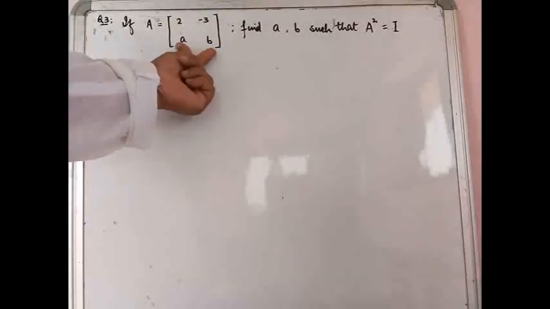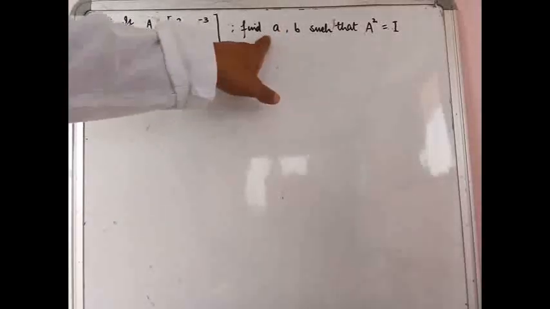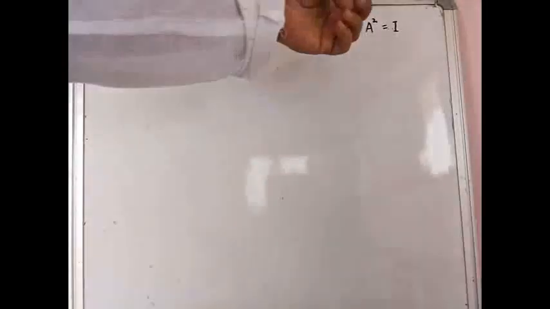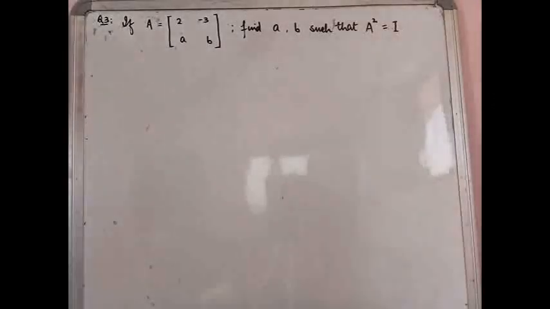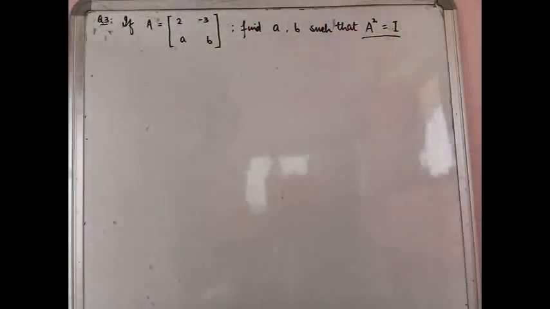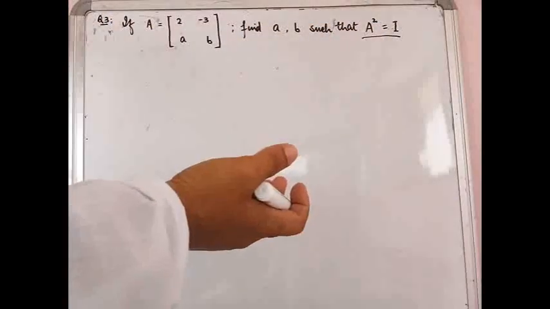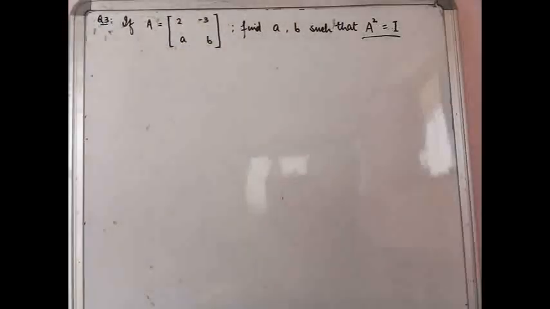You can see that in this matrix, these two individual elements are not known. Find these two, such that this condition is given. Based on this condition, we have to get the value of a and b. One more thing that you need to pay attention to over here is A square. So matrix A square will obviously mean matrix A multiplied by matrix A itself. But what is there on the right side? On the right side, a capital I is there.